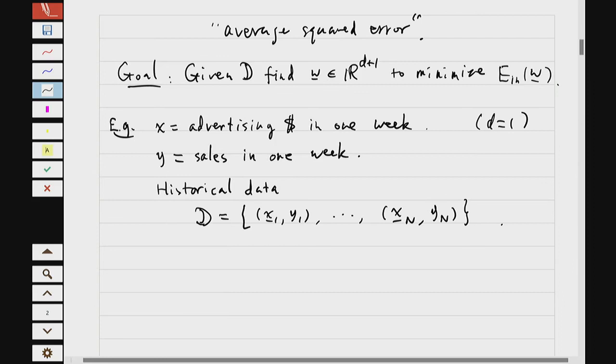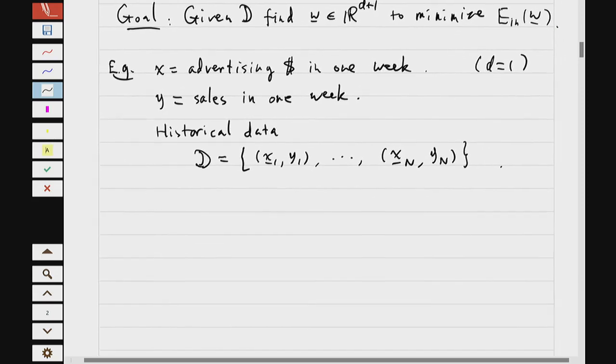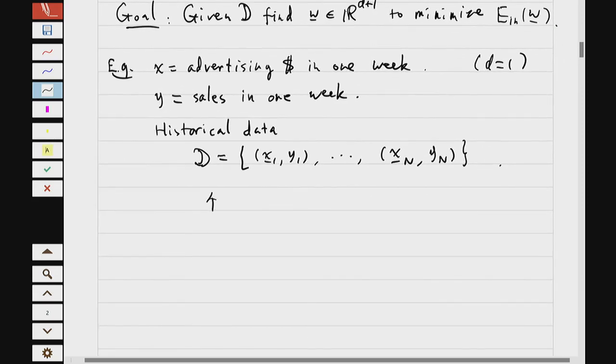What we want to learn is the mapping between advertising dollars and the amount of sales that you make. Given this, you want to learn this unknown function. Before this, we don't know how much money I should put in order to generate that amount of sales. So you're trying to learn the function that maps between x and y.